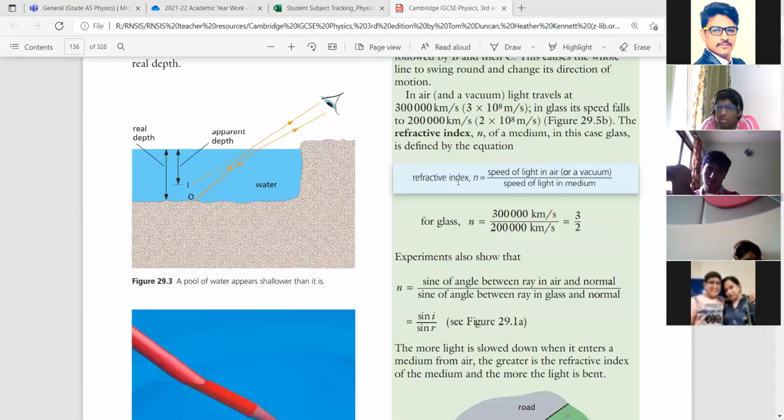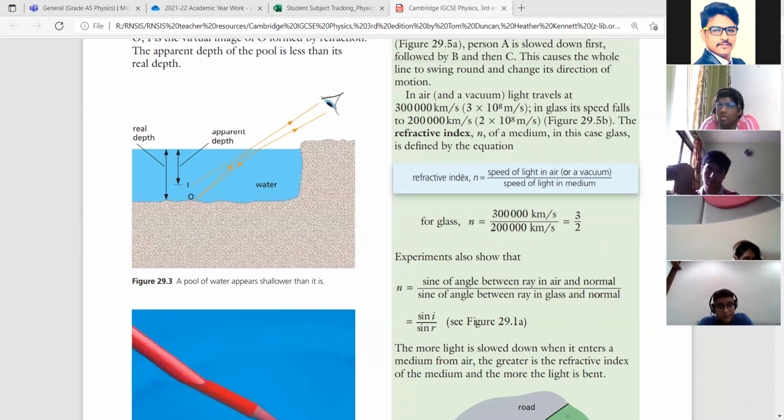Coming to the next important concept, that is refractive index. What is a refractive index? Refractive index can be termed as the bending power of a particular medium.